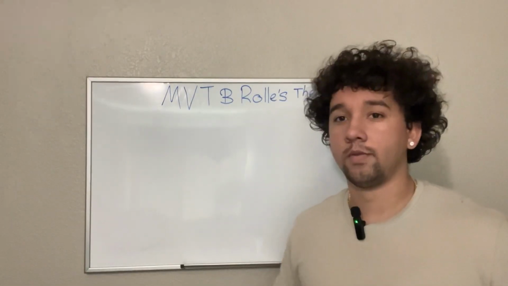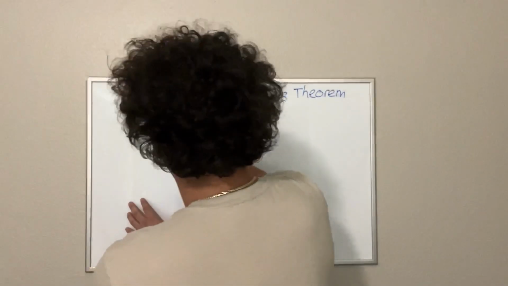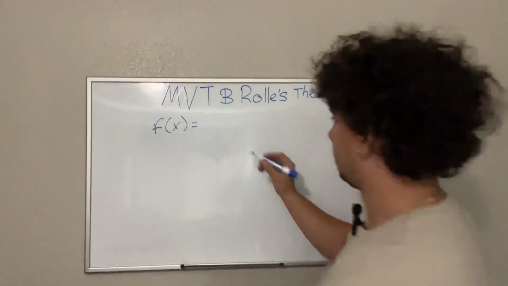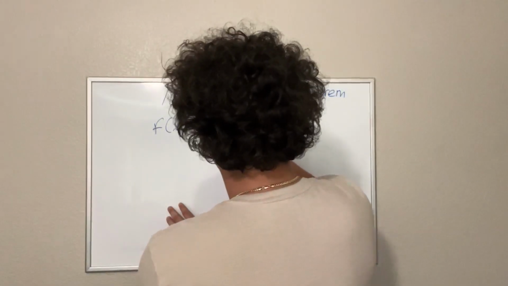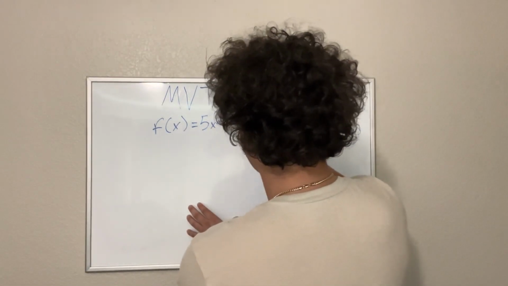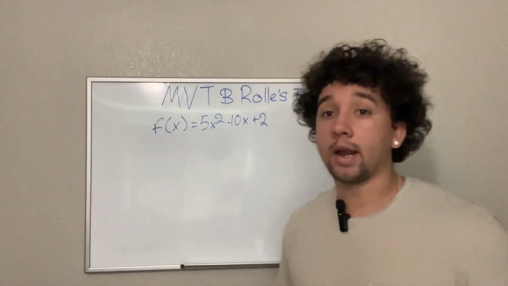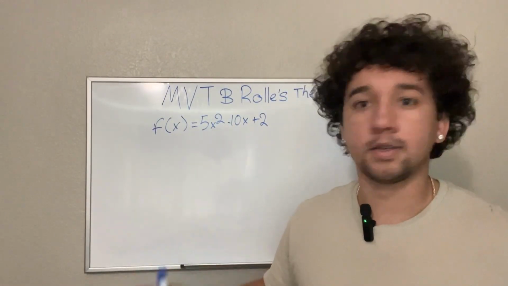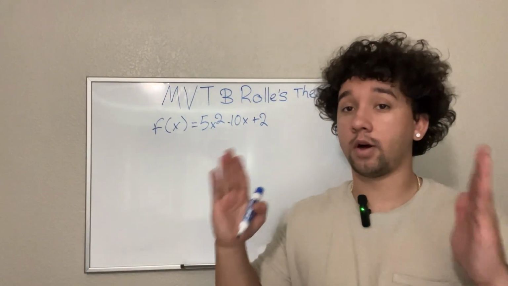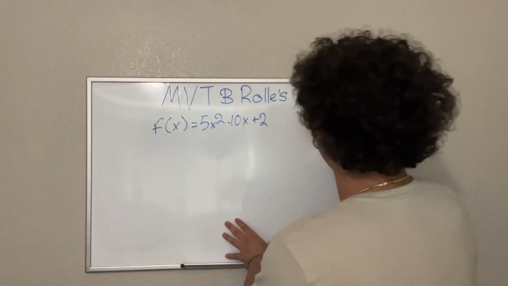All right, so first things first, we are given f of x is equal to 5x squared minus 10x plus 2. And what I got to do first is I got to make sure that Rolle's theorem even applies. In other words, Rolle's theorem is almost like a special type of the mean value theorem where the y values on the given interval are the exact same. So the interval that I'm provided here is -1 to 3.